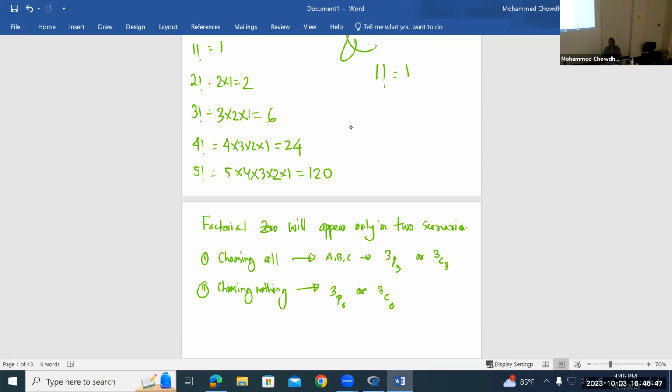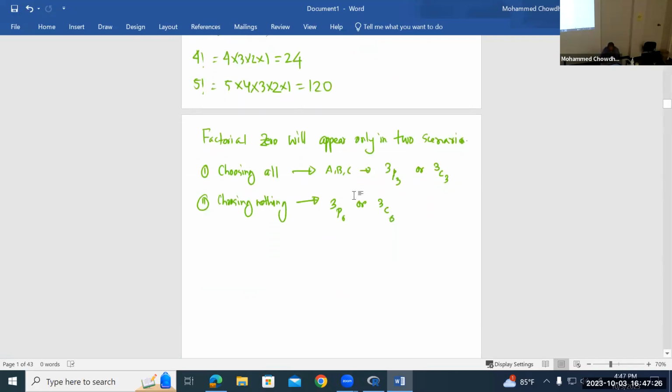Factorial 0 will appear in the calculation only in 2 scenarios, when you choose all from all or when you choose nothing from all. In such a case, in order for the permutation and combination formula to work, we have to assume factorial 0 equal to 1. Otherwise, the results we get from the calculation will not be true. For example, 3 permute 3, we get factorial 3 over factorial of 3 minus 3, which is factorial 0, and factorial 3, which gives us 6. If we do not assume this, then this 6 will not come.